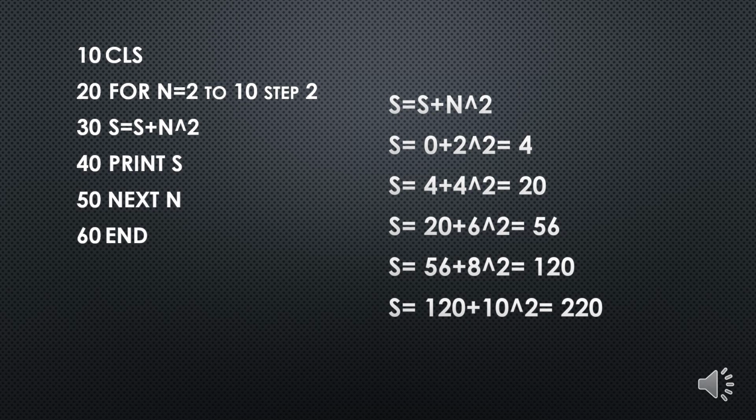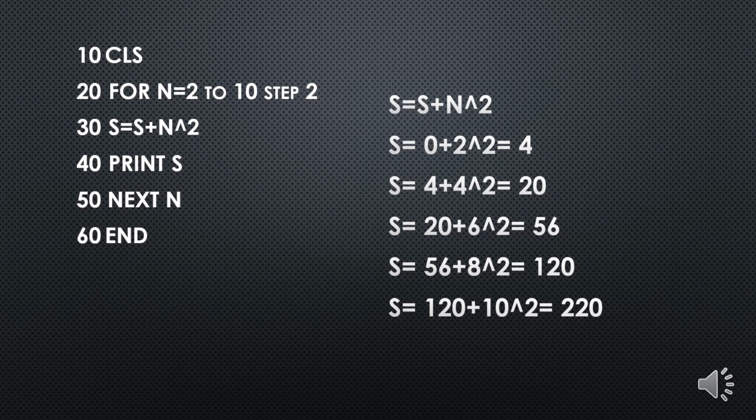Print s means 20 will be printed, and at the next point, next n means go back to the for loop at line number 20, and now n has a value of 6, the next even number. So n equals 6 and s equals 20. So 20 plus 6 power 2 equals 56, and s equals 56, that will be put in the next step.